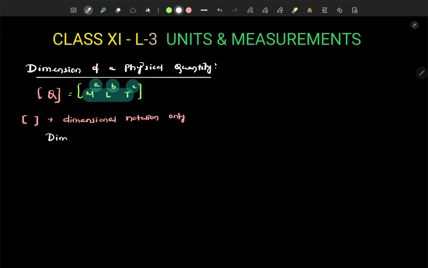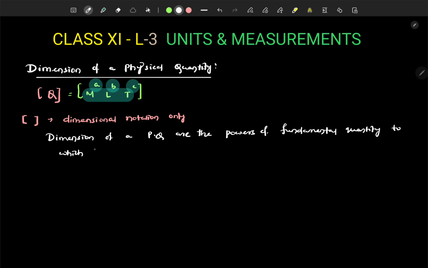So let's write the definition. Dimensions of a physical quantity are the powers of the fundamental quantities to which they are raised to obtain the physical quantity. We have 7 fundamental quantities, so let's write the dimensions of those quantities.